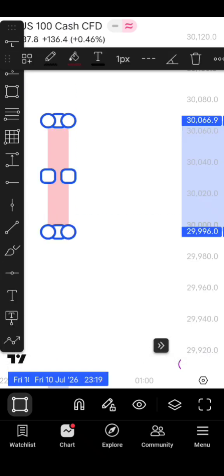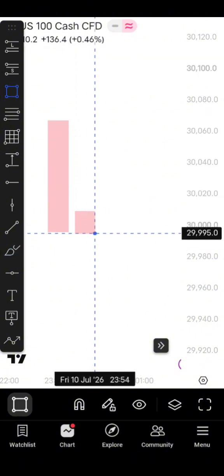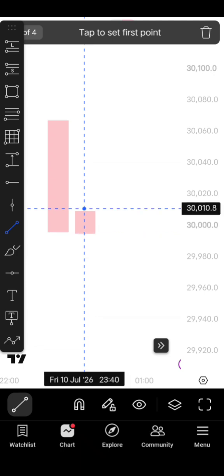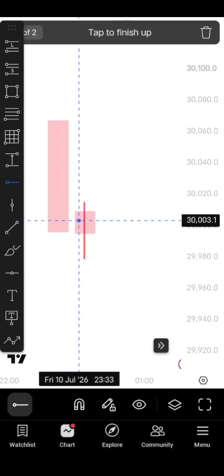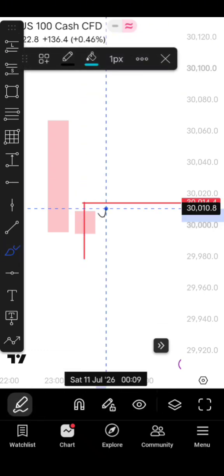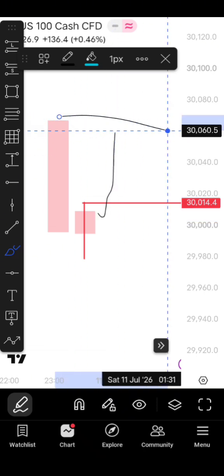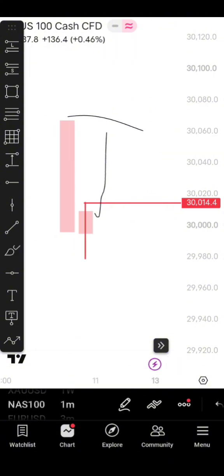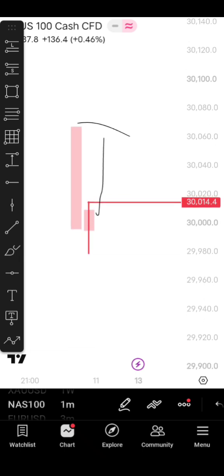For example, if this is a candle and this is a second candle, we will mark its high, and then we will wait for the market to break this high, and then we will target the opposite candle range with a risk reward of 1:2 or 1:1.5. So this is a simple strategy, but I modified this strategy a little bit.